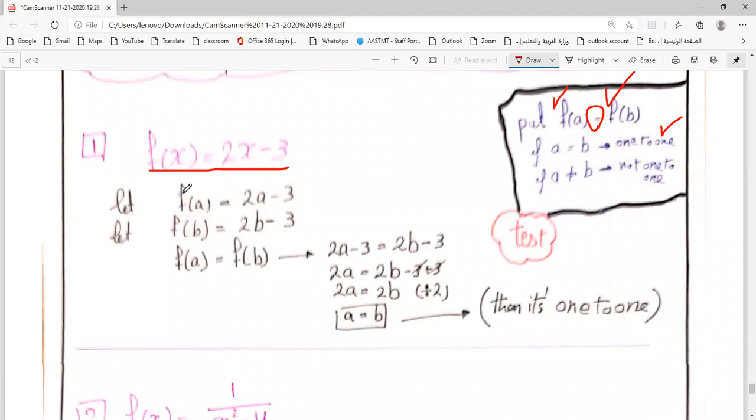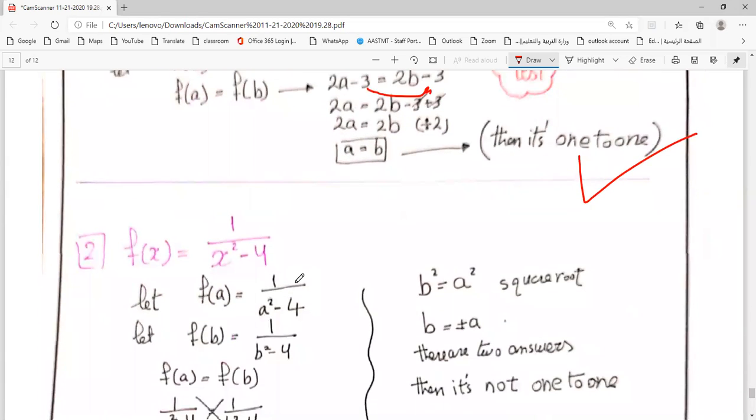Let's see the first example. We are going to get f of a, what I mean is that we substitute x by a, and get f of b, which is 2b minus 3, and equate them. Okay, so 2a minus 3 equals 2b minus 3. Now we are going to simplify. Negative 3 goes to the other side with a positive sign, so negative 3 plus 3 is 0. Divide by 2 for both sides, we now get a equals b, which is a one-to-one function.